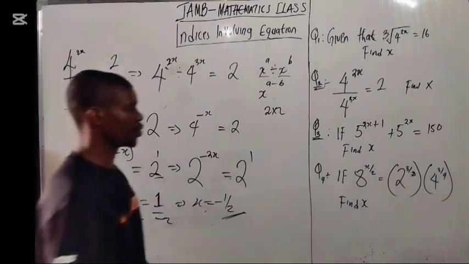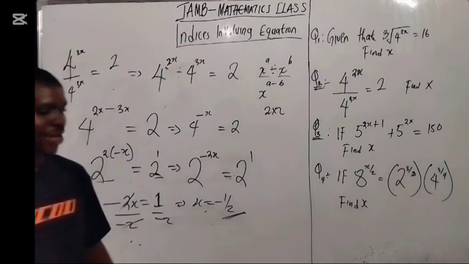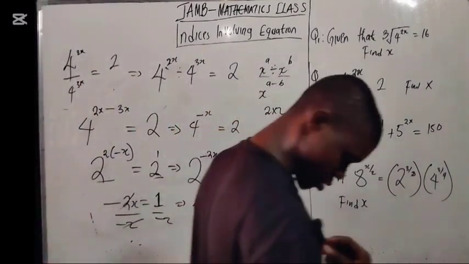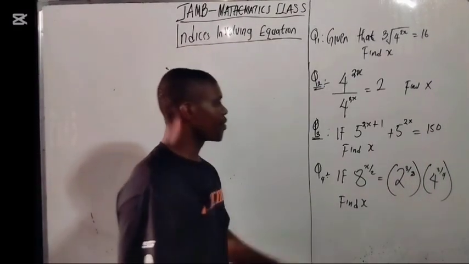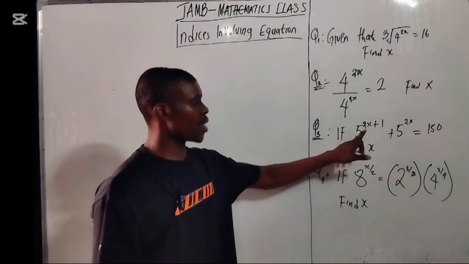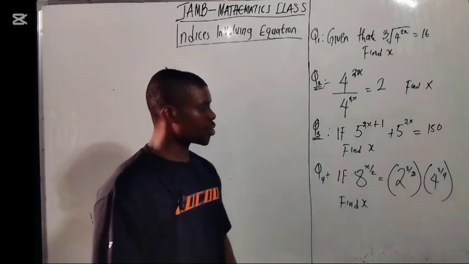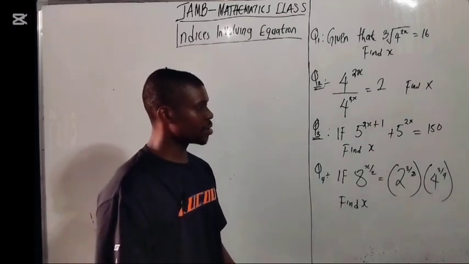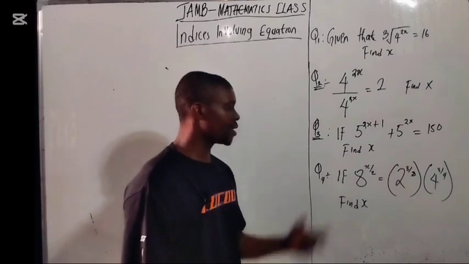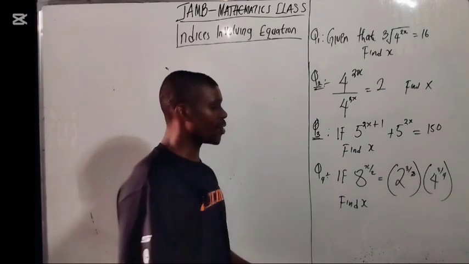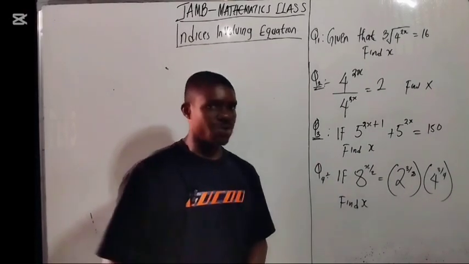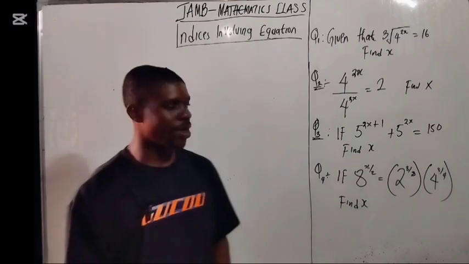Now let's look at question 3. How do you evaluate question 3? Here we have if 5 raised by 2x plus 1 plus 5 raised by 2x equals 150, calculate x. So now let's solve this question together. Please pay close attention here.